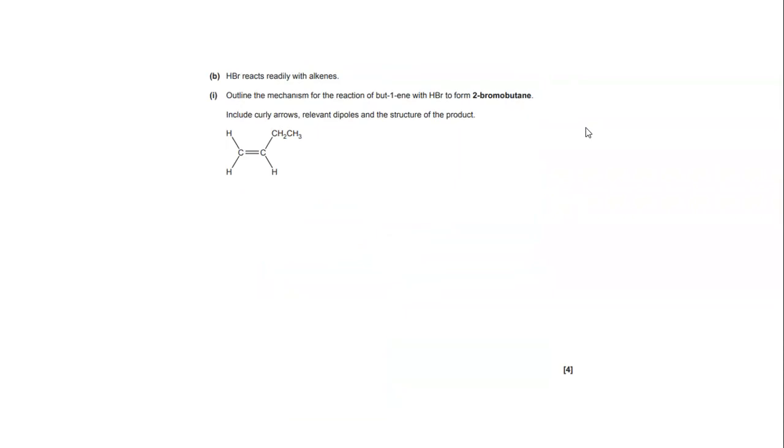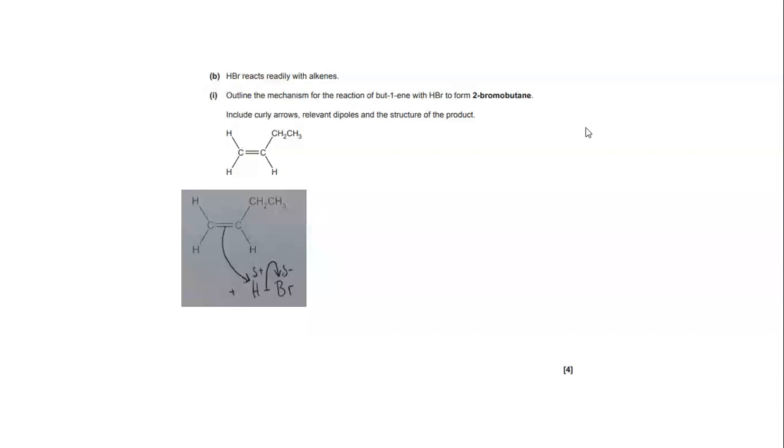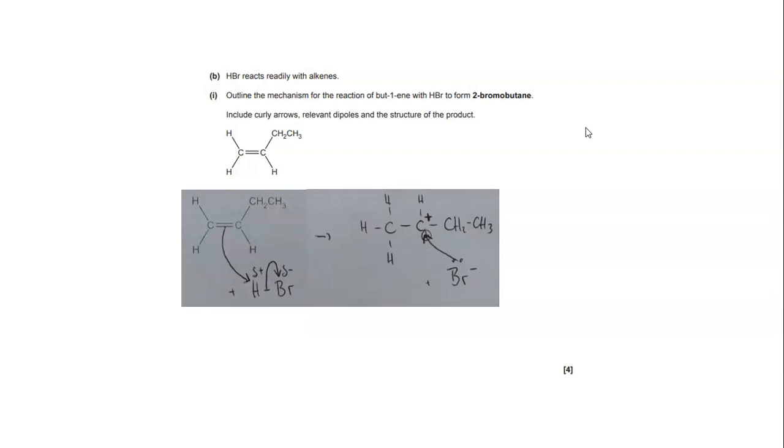HBr reacts steadily with alkene. Outline the mechanism. So when you draw the mechanism, please make sure you add the relevant dipoles and the curly arrows properly. So step 1, you are going to have your delta positive H, which is going to be attacked by the double bond, and the bromine is going to gain this pair of electrons because it's more electronegative. You're going to form a carbocation and a bromide ion, and in the final step, the bromide ion will form a covalent bond with the positively charged carbon to form the 2-bromobutane.